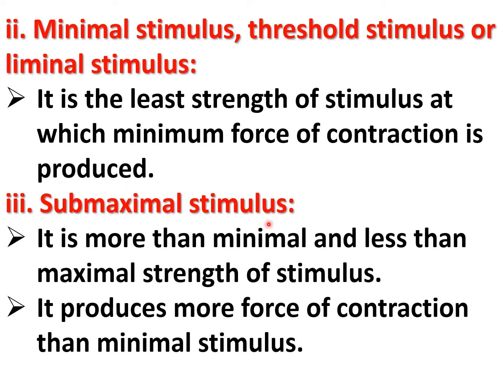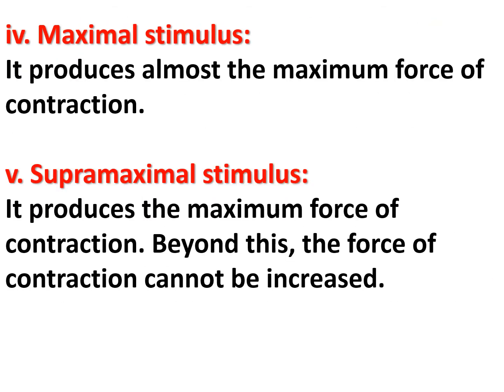Then submaximal stimulus. It is more than minimal and less than maximal strength of stimulus. It produces more force of contraction than minimal stimulus. Then maximal stimulus. It produces almost the maximum force of contraction. Then supramaximal stimulus. It produces the maximum force of contraction, and beyond this the force of contraction cannot be increased.